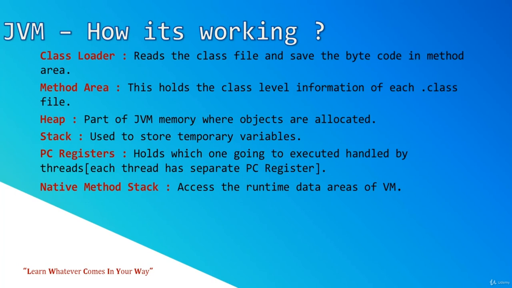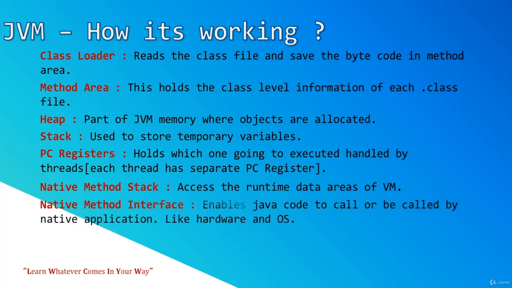And the next one is native method stack. Basically it is used to access the runtime data. Because there are times you will provide inputs to the execution of the method. For example, you want to provide 10 as an input and one more input, 20, and I want to know what is 10 plus 20. Those data are fed to the JVM in the runtime process. That will be taken care of by the native method stack and the method interfaces.